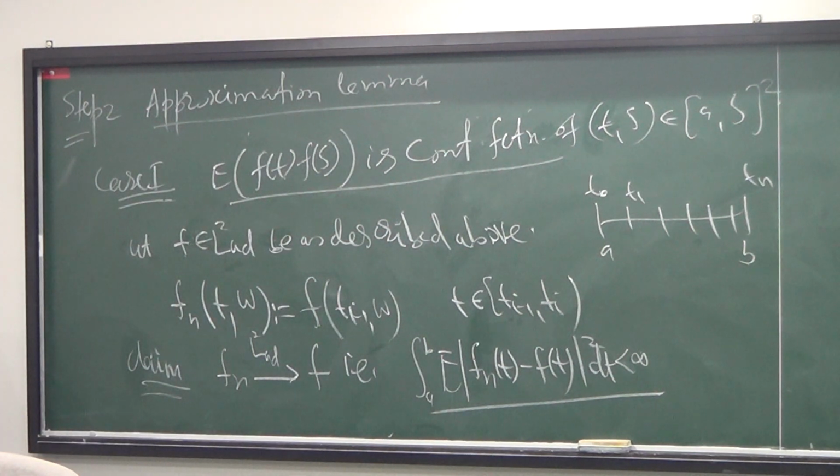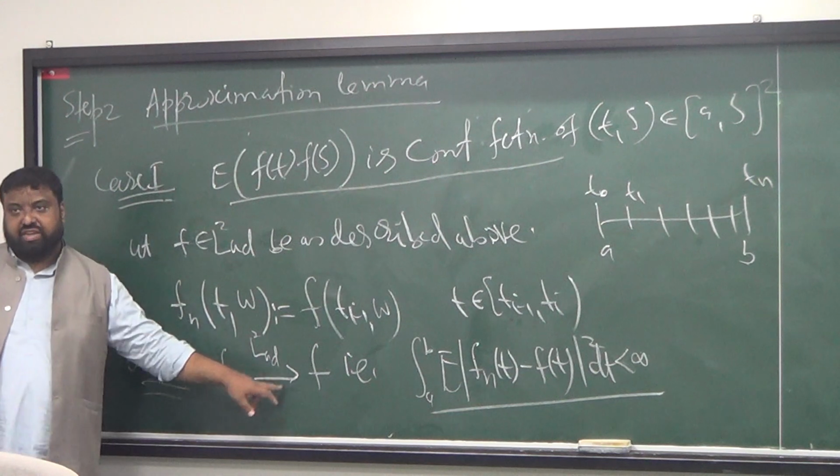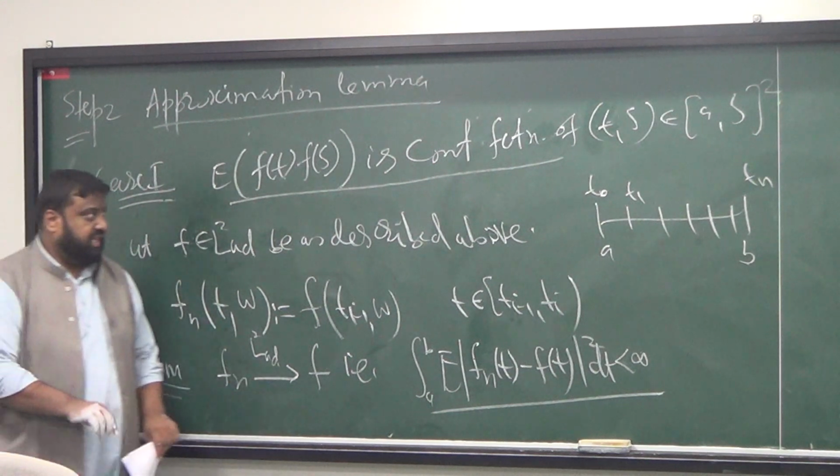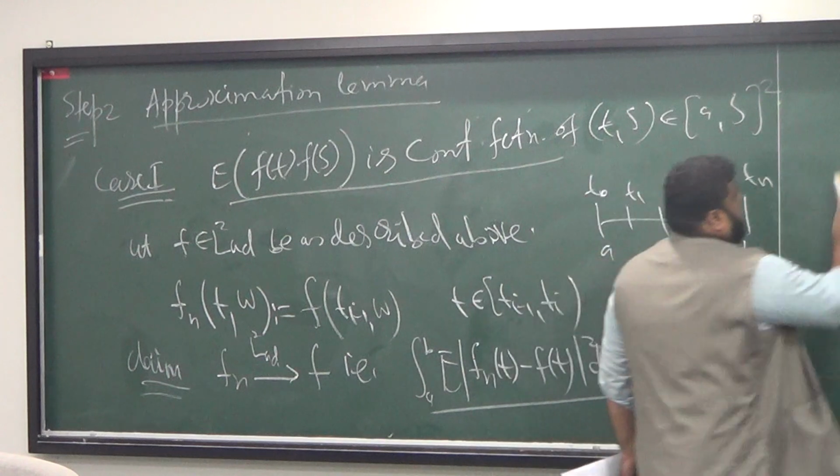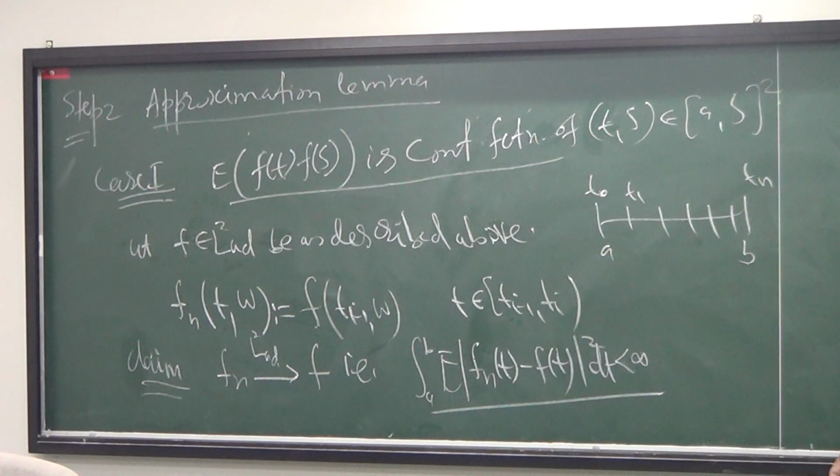Because this is going to show that Fn approximates f in the L2 AB sense actually. Okay? So let's see why this must be true.